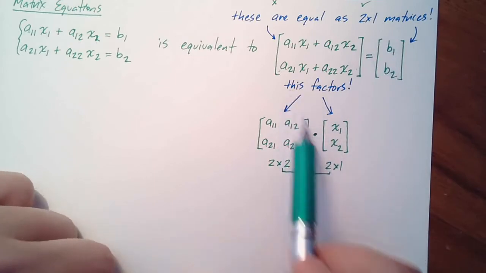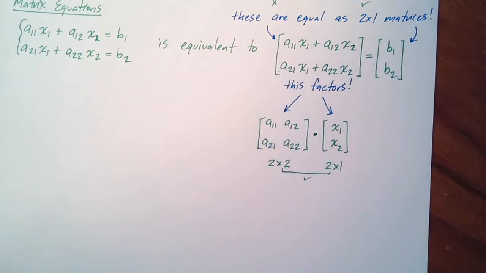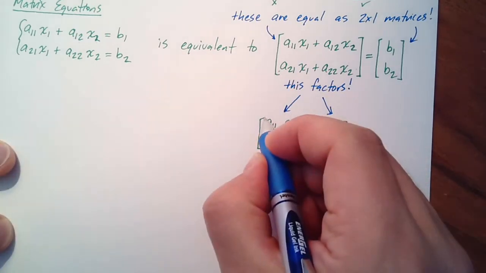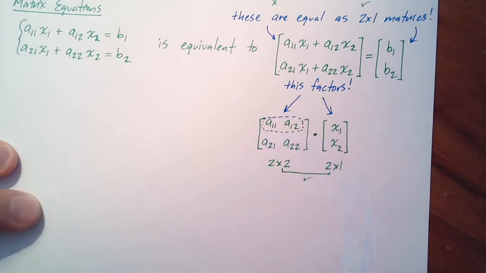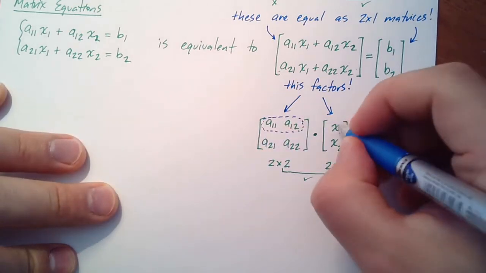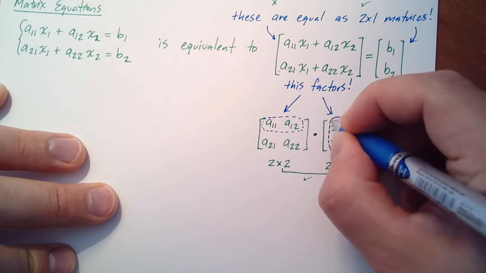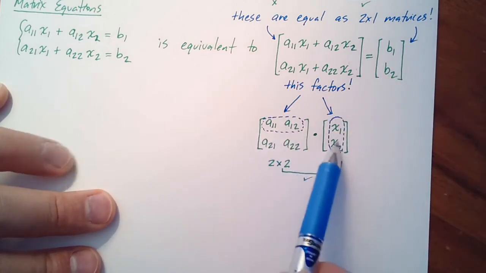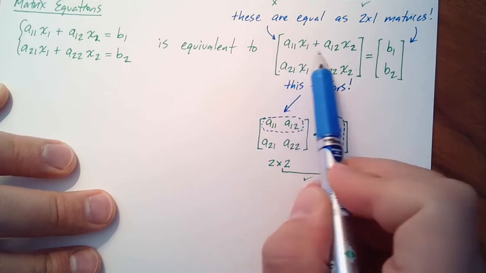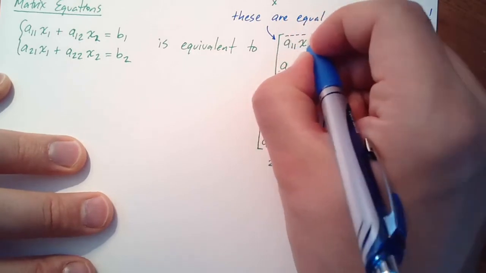They were both 2 by 1. So my claim is that if you multiply these two matrices, you're going to get this. And of course you will. Because if I take the first row of the factor on the left and the only column of the factor on the right, and I go A11 times x1, A12 times x2, when I add up those products, I'm going to get exactly this. So that gives me exactly this entry.